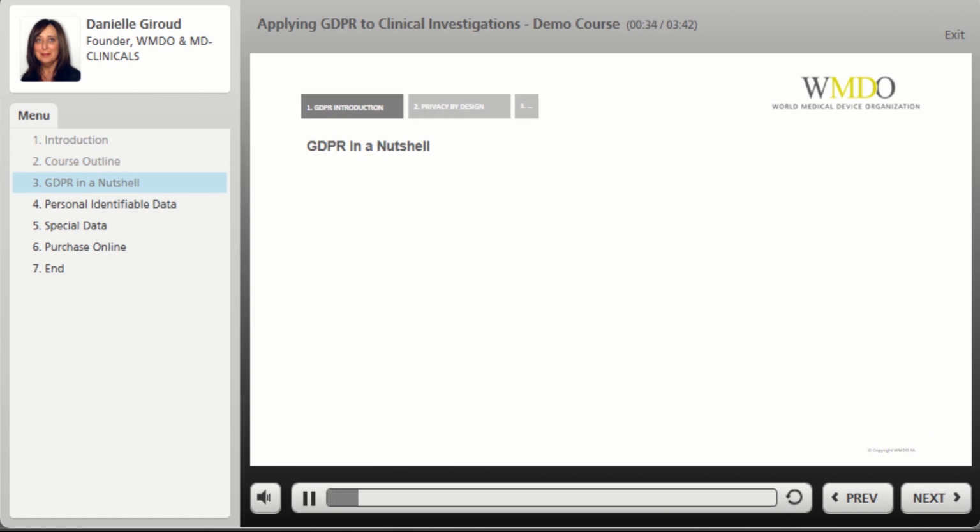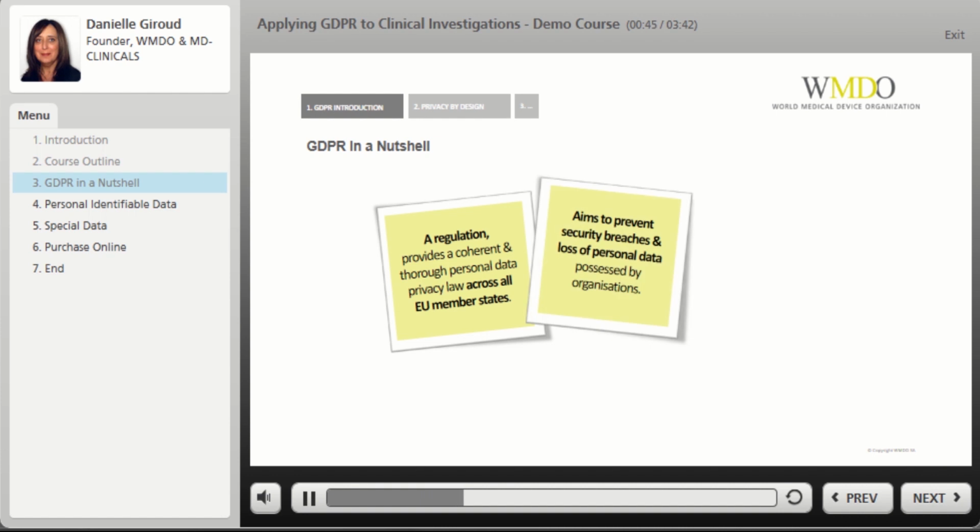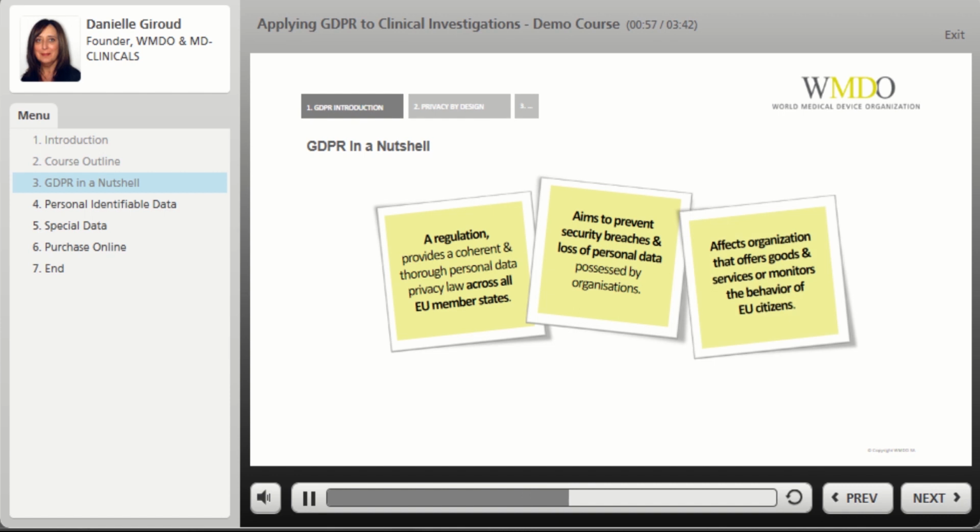In a nutshell, GDPR is a regulation and therefore uniformly applicable throughout all EU member states. Complying with GDPR should prevent security breaches by unintentional loss of data by any player that holds or processes the personal identifiable information, PII. It applies to any organization, whether it offers goods or services or monitors the behavior of EU citizens. Note that we are talking about EU citizens only.